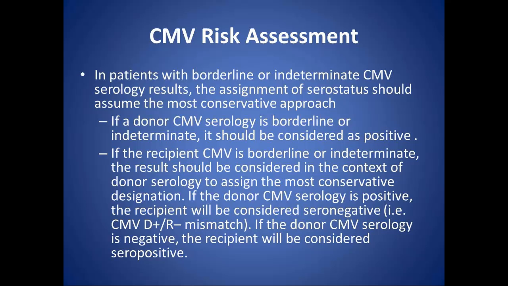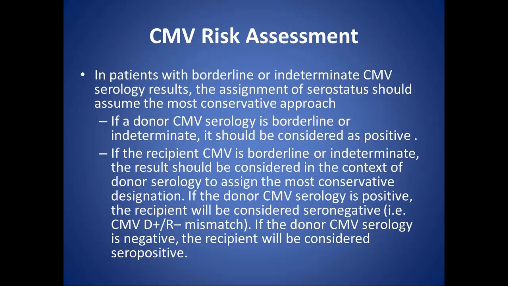Then what do you do if you have a donor or a recipient whose CMV serology is indeterminate or borderline? What do you do with those patients? You don't know if they're positive or negative. So if a donor's CMV serology is borderline or indeterminate, you're really going to think of the most conservative scenario. You're going to err on the side of being more aggressive rather than less aggressive. So if the donor is borderline, then basically you're going to consider them as a positive donor. Say their CMV IgG comes back indeterminate, you're going to consider that donor positive.